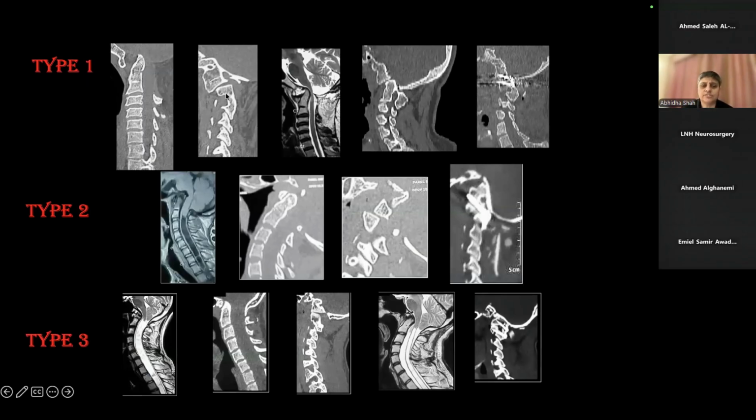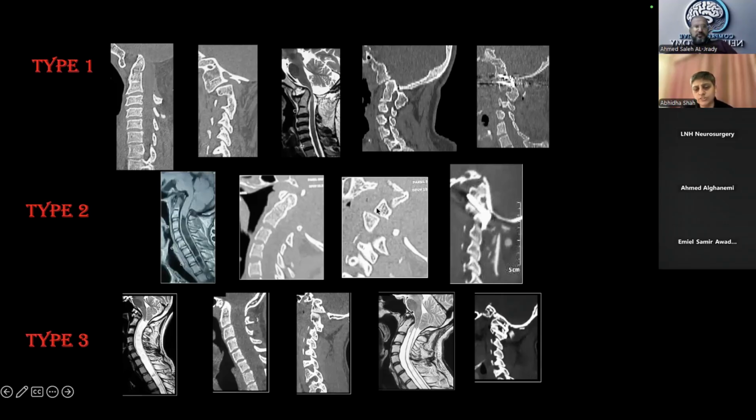So you see this is type 1, where the facet of atlas is in front of the facet of axis. This is the regular one that we see in clinically overt atlantoaxial instability, where you see that there might be a change in atlantodental interval, and you see this type of facetal malalignment, where the facet of atlas is in front of the facet of axis. So this happens generally in acute instability or in patients with group A basilar invagination. So this is type 1.